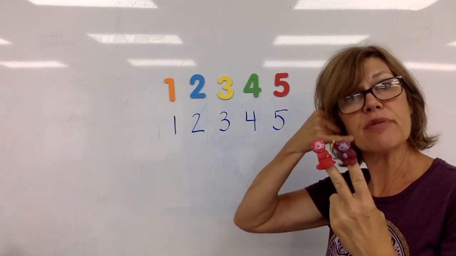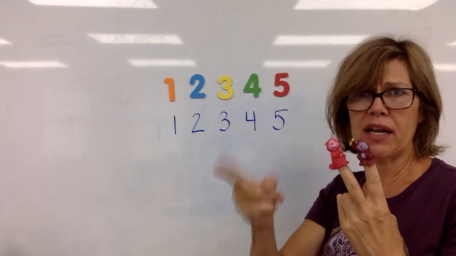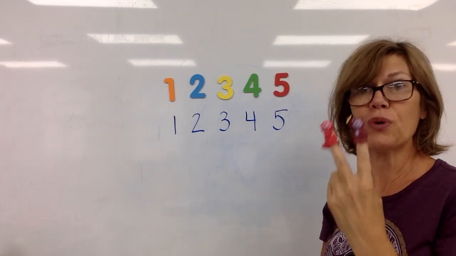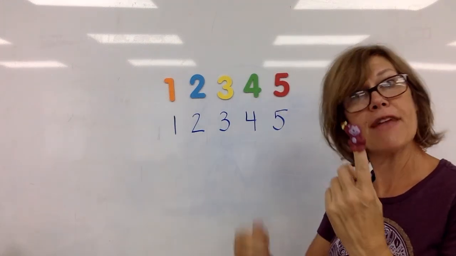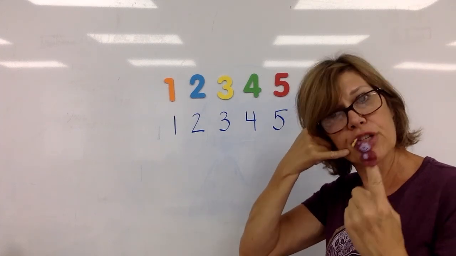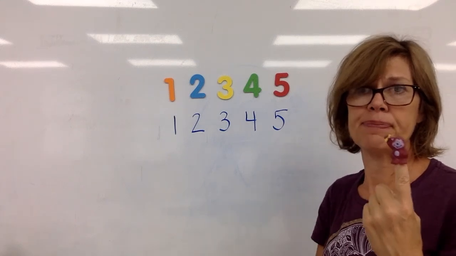Mama called the doctor and the doctor said, "No more monkeys jumping on the bed." Now how many monkeys? 2. 2 little monkeys jumping on the bed. One fell off and bonked his head. Mama called the doctor and the doctor said, "No more monkeys jumping on the bed."